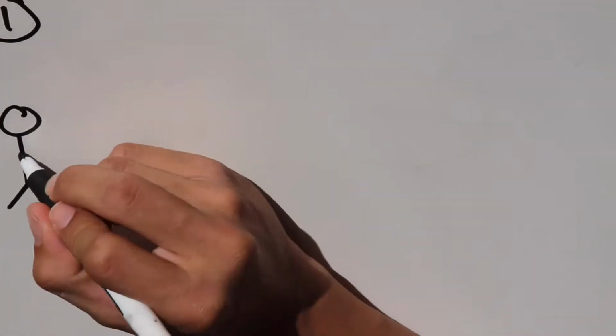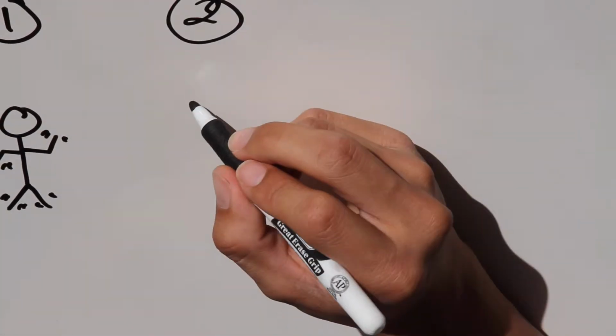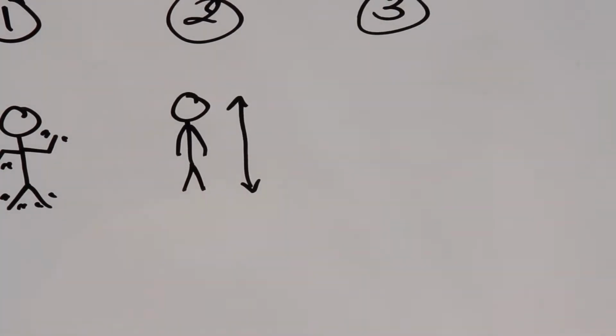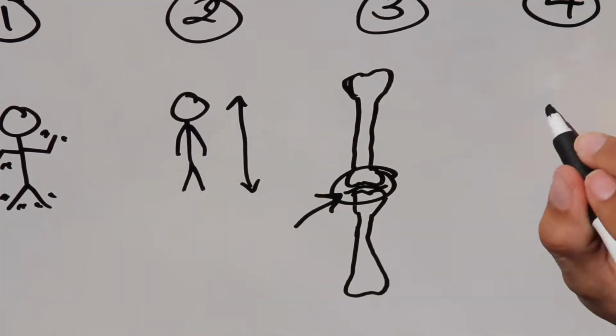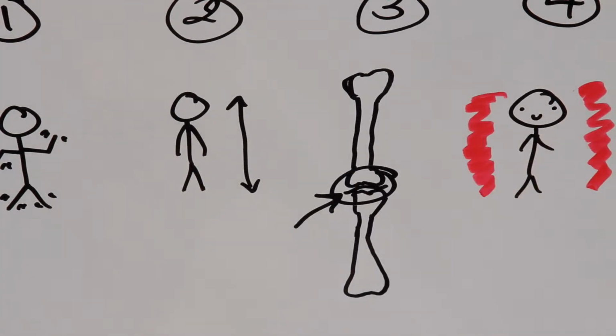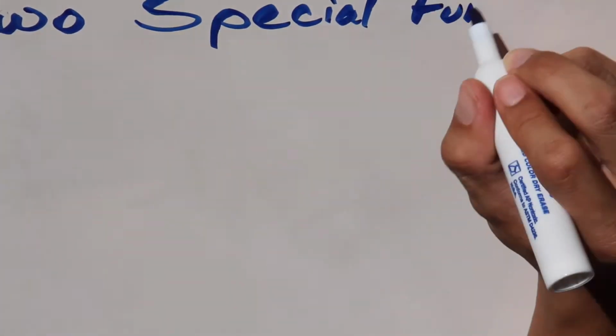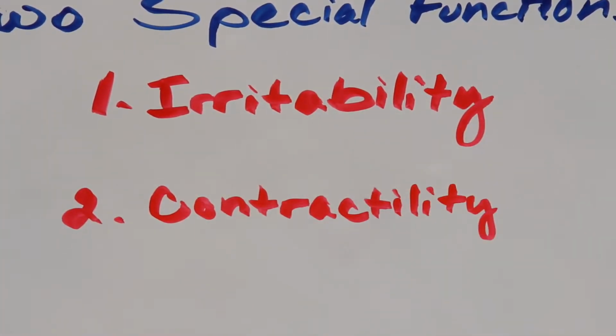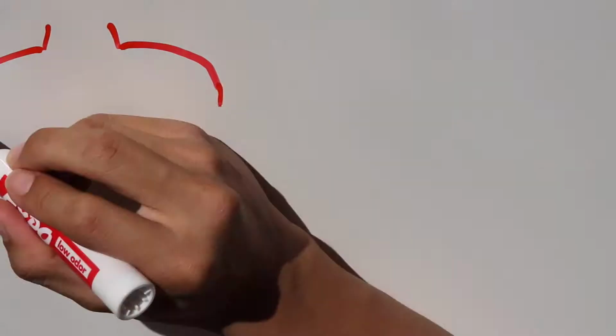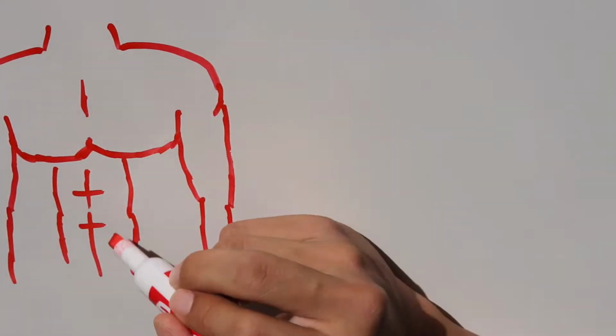Muscles play 4 important roles in the body. They help produce movement, maintain our posture, stabilize our joints, and generate heat. To do all these things, muscles have special functions: irritability and contractility. These are accomplished through nerve, stimulus, and action potential.